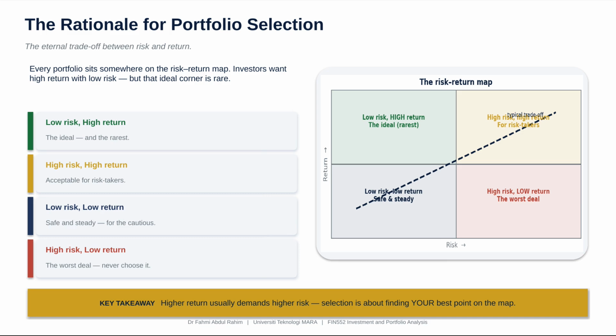And bottom right, high risk and low return. This is simply the worst deal. You would never knowingly choose lots of risk for little return. The dashed line is the typical trade-off, return rising with risk. The takeaway, higher return usually demands higher risk. So portfolio selection is really about finding your own best point on this map, the point that matches your personal appetite for risk. To do that precisely, we turn to Markowitz in Section 2.